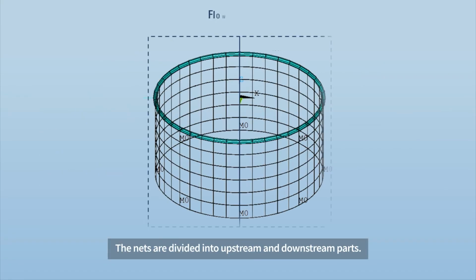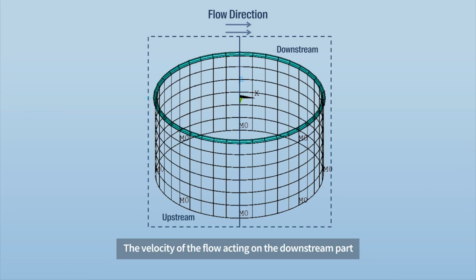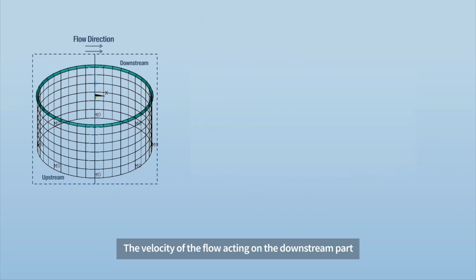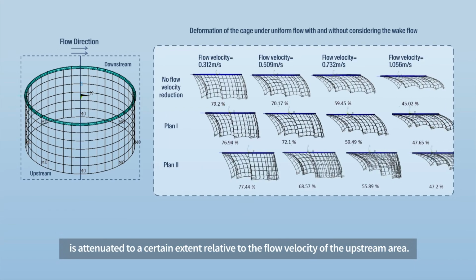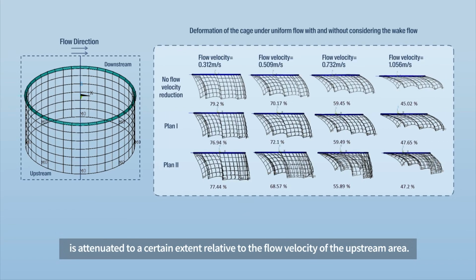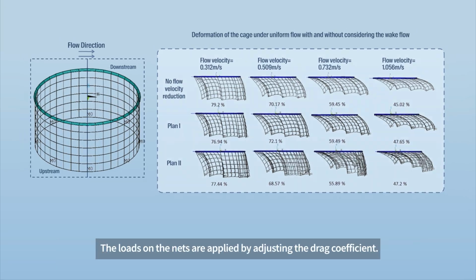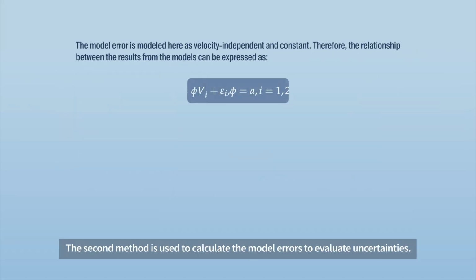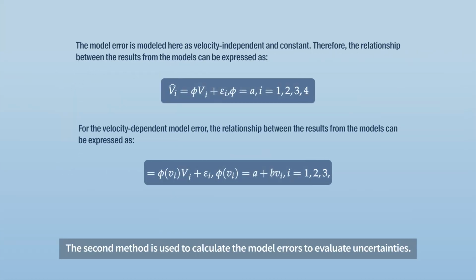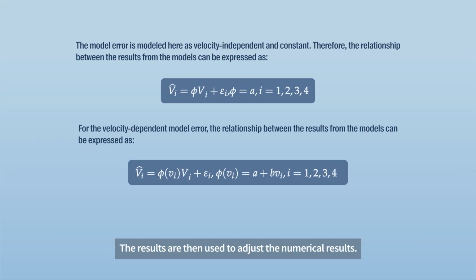The nets are divided into upstream and downstream parts. The velocity of the flow acting on the downstream part is attenuated to a certain extent relative to the flow velocity of the upstream area. The loads on the nets are applied by adjusting the drag coefficient. The second method is used to calculate the model errors to evaluate uncertainties. The results are then used to adjust the numerical results.